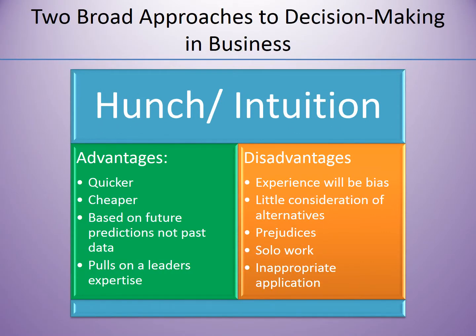On the flip side, though, we've got hunch or intuition, right? So hunch is basically where you might use your expertise. You've already got experience in a certain area, and you're going to make that choice about what would be best.